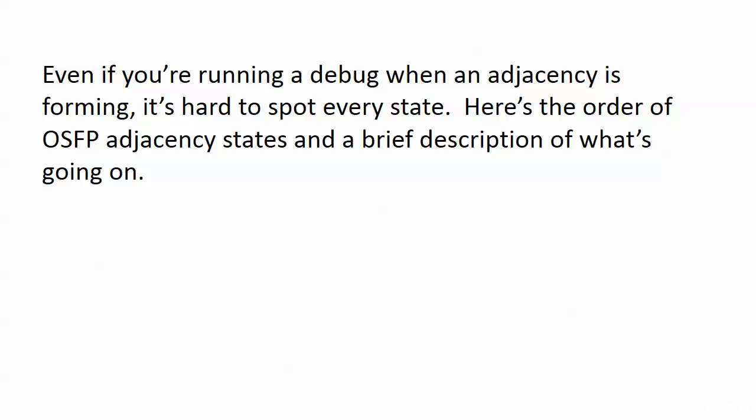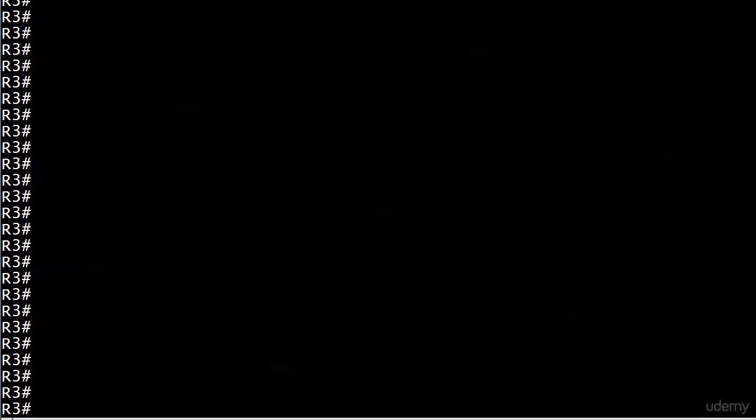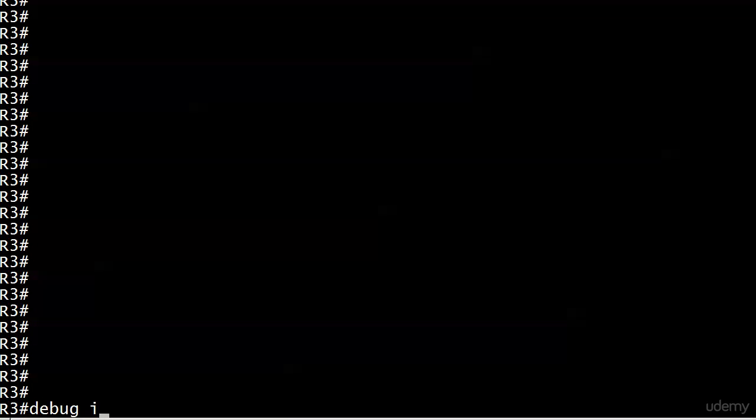And we'll see a couple of OSPF adjacency states in all this output, and then we'll go through them on the board, and I'll give you a brief description of what's going on. It is an orderly process, even though on the screen that we're about to see, it does not look like an orderly process. So let's go to router 3, and I'm going to run a couple of debugs here.